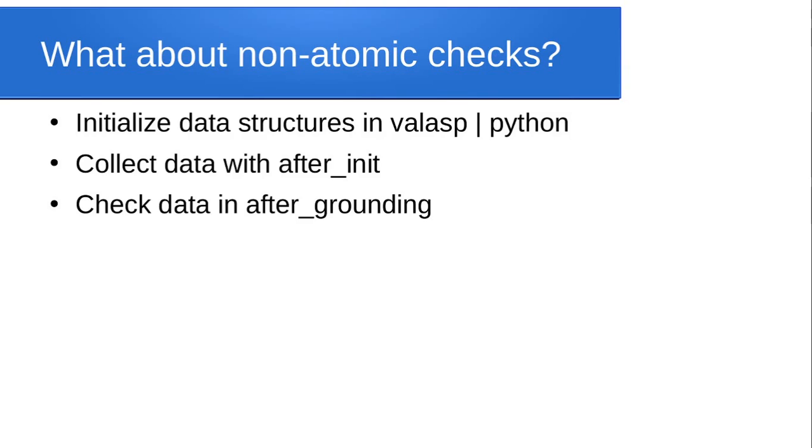Good. The next question you may wonder about is, what if I have a non-atomic check? For example, I need to compare two fields, or I have a property that depends on different atoms in my input, or even in my produced facts. So the approach you can follow can be this. You initialize some data structure in the VALASP Python section, so you declare a global variable essentially, and then in the after init you collect the data you need to process later, and you process this data in the after grounding method.